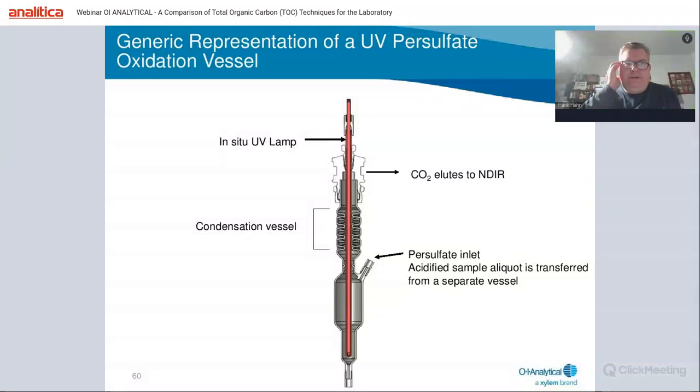This is a generic representation of a UV persulfate oxidation vessel. The heater assembly is replaced by an in situ UV lamp assembly. Elements of design may be similar to this illustration in regard to sample and reagent injection, as well as moisture removal. In some cases, TIC removal may be accomplished in a separate vessel and transferred to the UV reaction vessel.